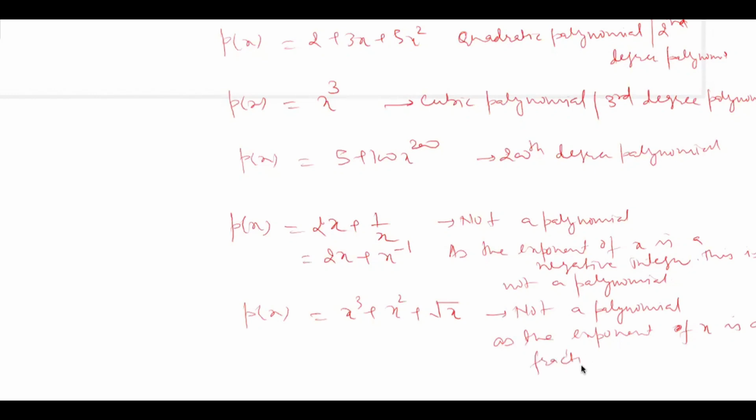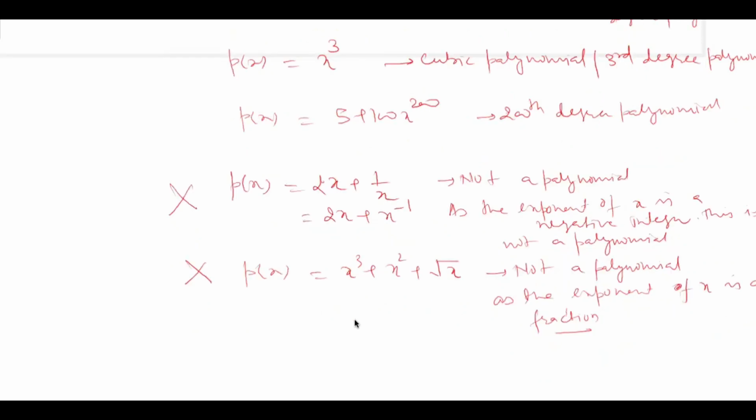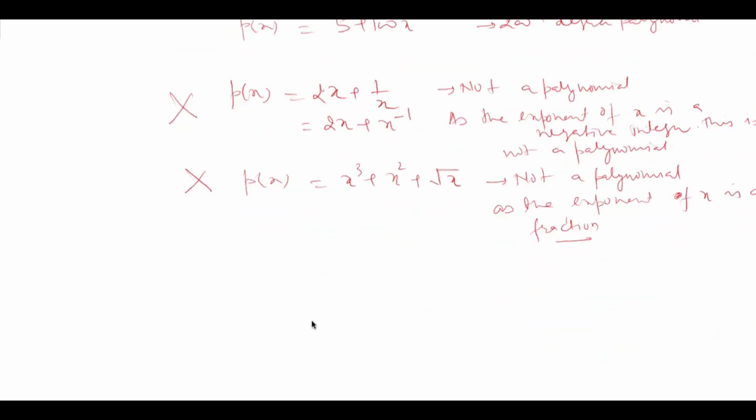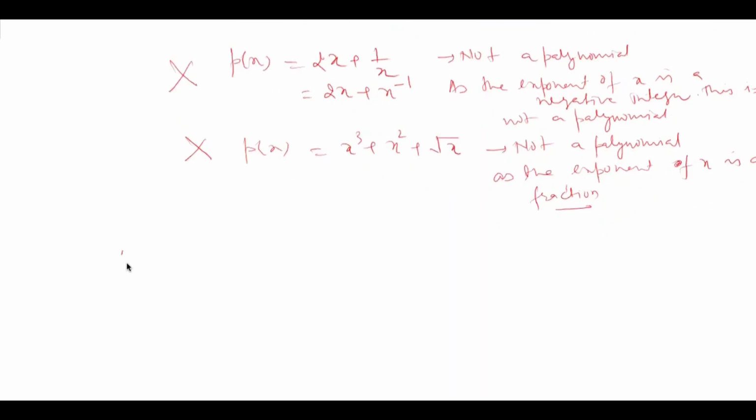The exponent of x is a fraction, so that's the reason it's not a polynomial. So these are not polynomials. Okay. So now let's understand a few more things here, what we call an algebraic expression as well. So let's talk about that and then we'll learn about terms as well.